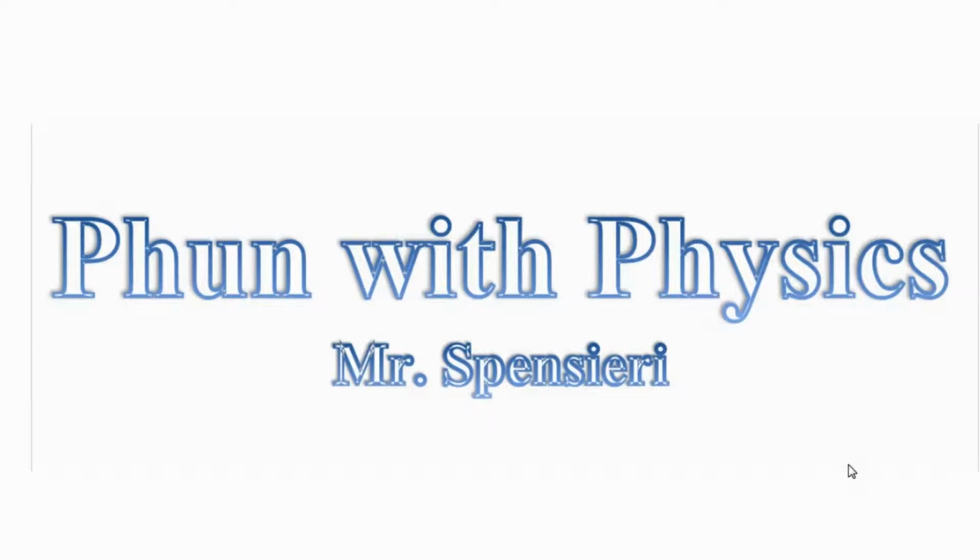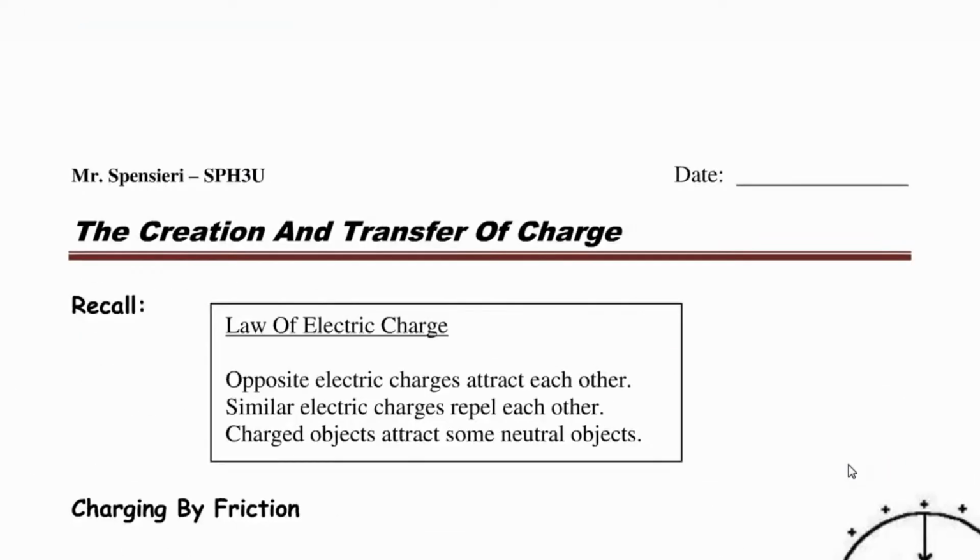I'm Mr. Spencieri, and this is the second lecture in a series of lectures entitled Electricity and Magnetism. Today we'll discuss how charge is created and transferred to other objects.